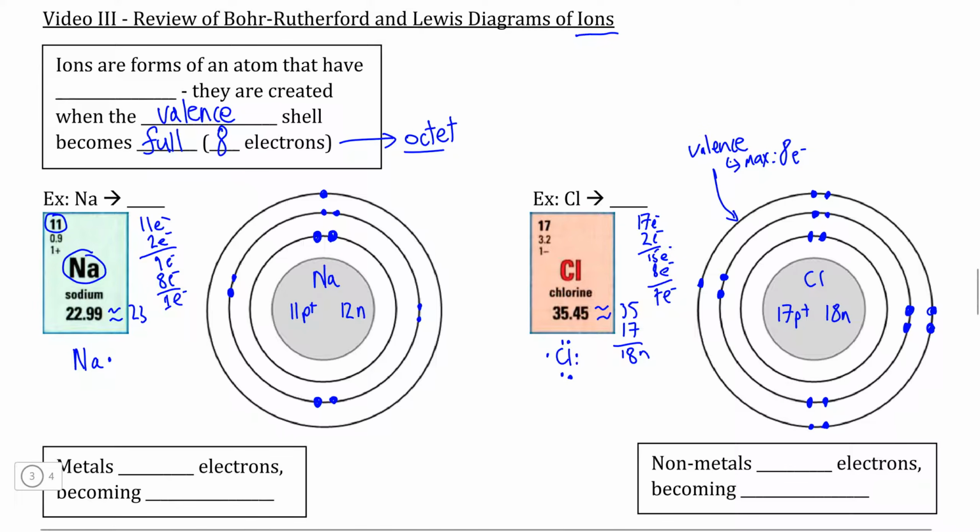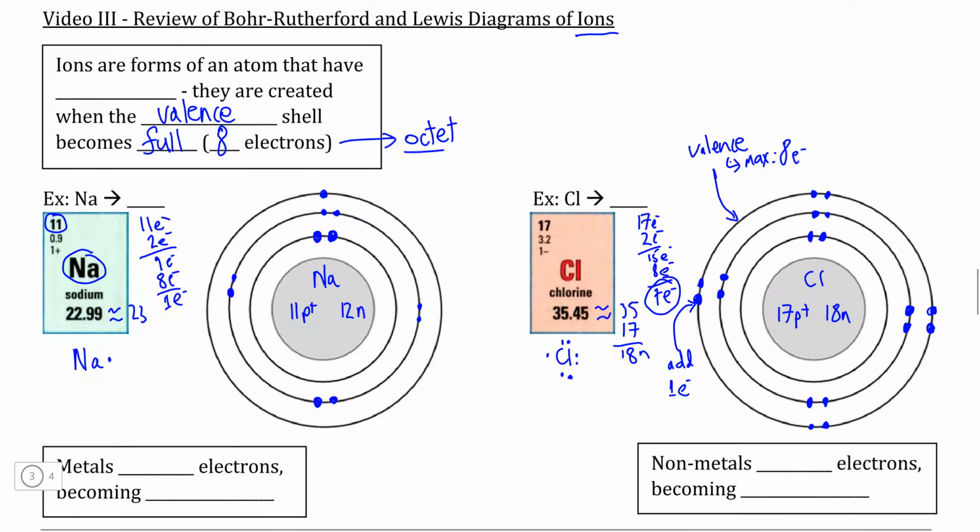Now, with chlorine, this is actually the easier of the two elements to make this change because chlorine already has 7 valence electrons in its outer shell, which means all that we need to do is simply add 1 electron to its valence shell, which brings chlorine to a total of 8 valence electrons.